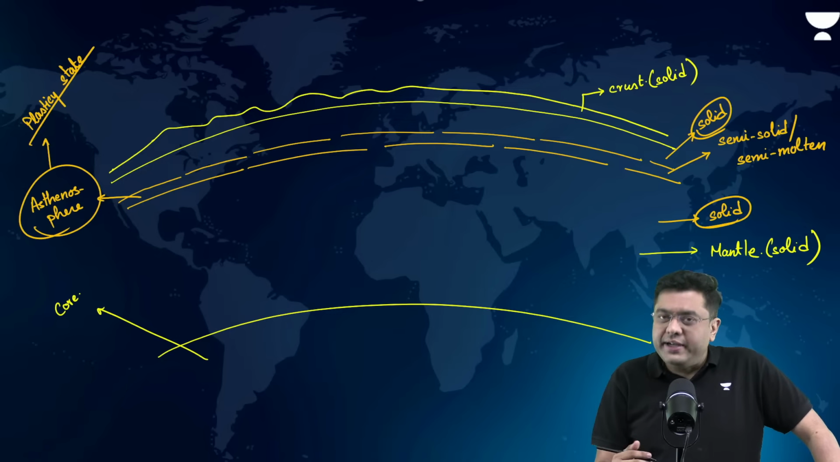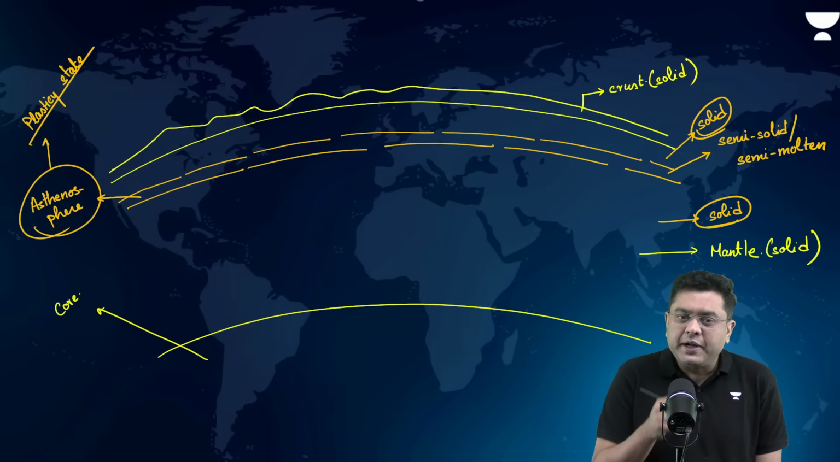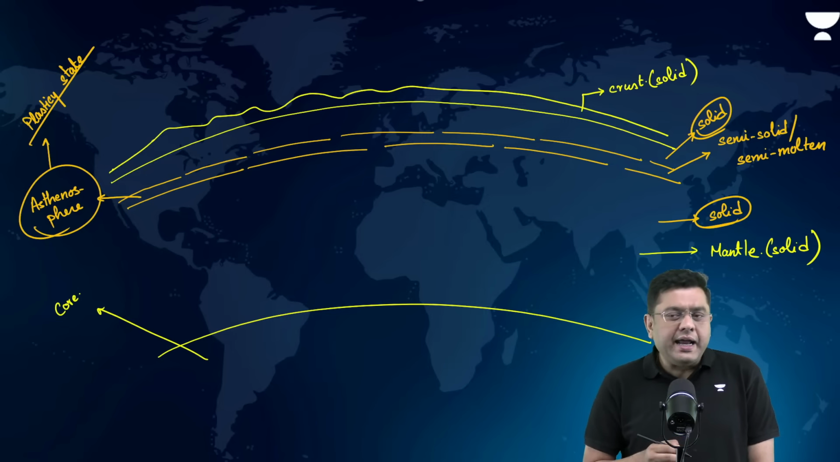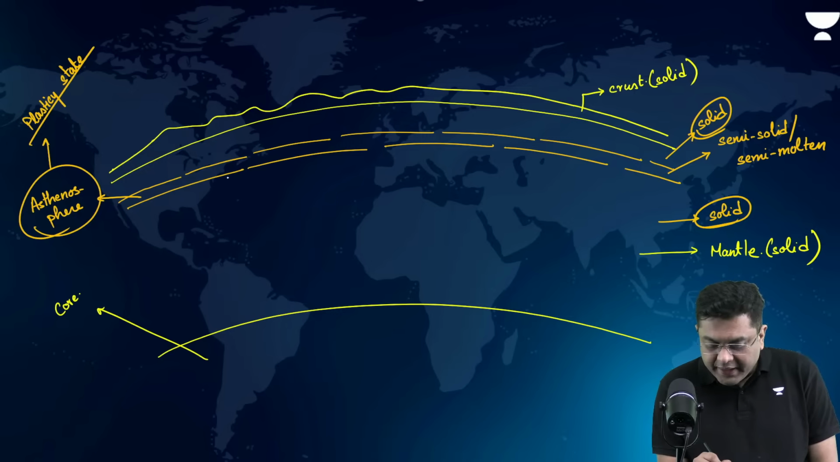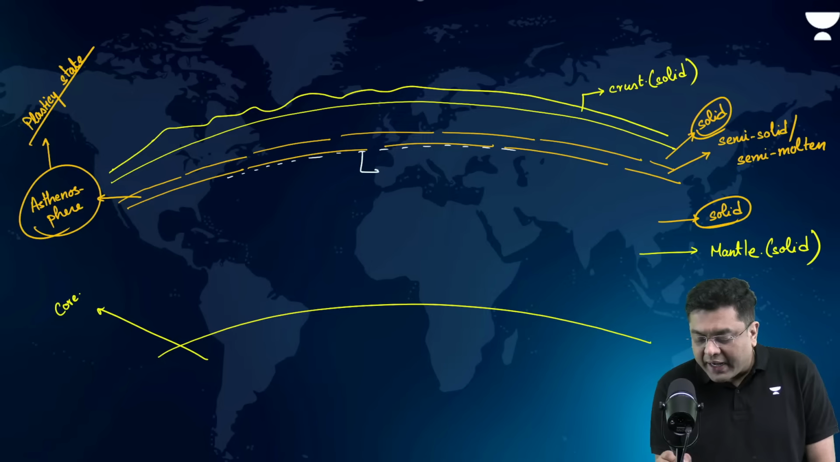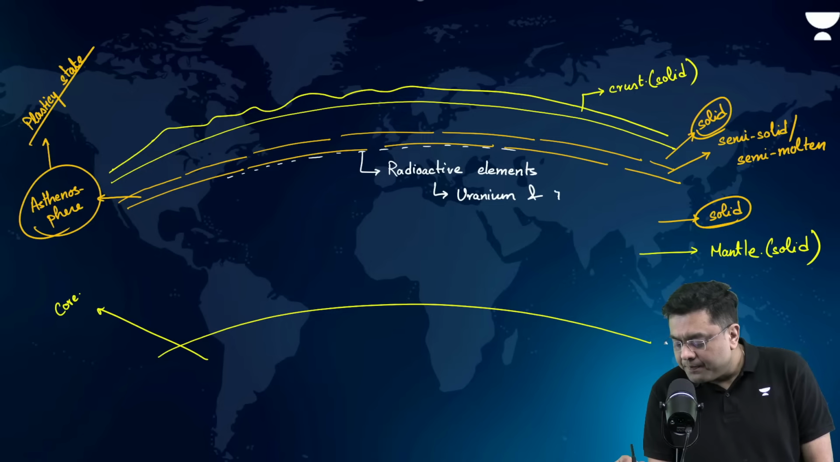Now, why does that semi-solid, semi-molten condition exist? Because at that particular depth, you have certain elements. Those elements are radioactive elements. Which are those radioactive elements? These are your uranium and isotopes of potassium.